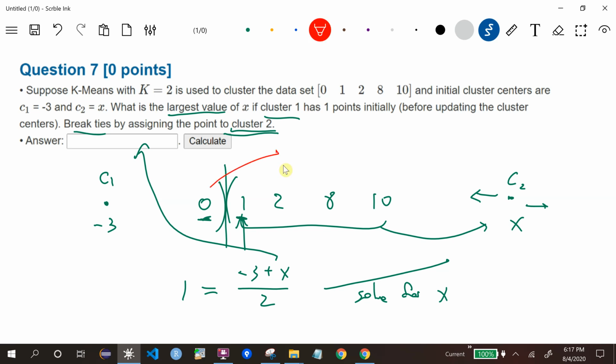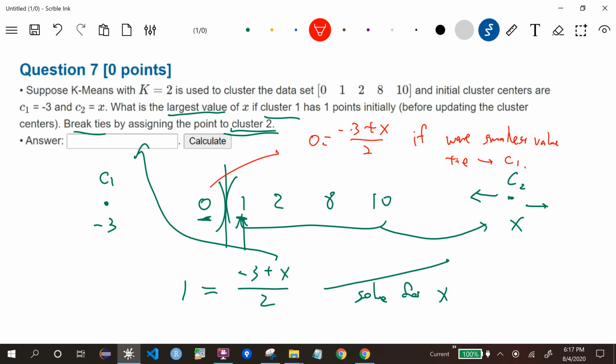So let me write that down. So that's 0 is equal to (-3 + x) divided by 2 if we want the smallest value, and we break tie by assigning to cluster 1.